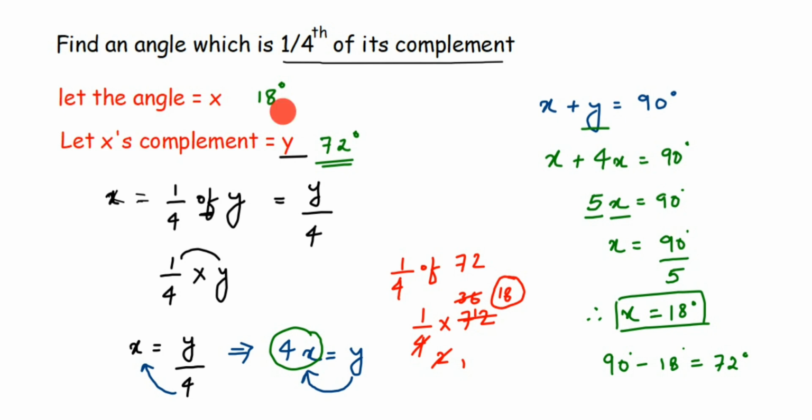And that is what our answer is. Like we got the angle as 18 degrees. So in this way we can cross check the answer. So one angle is 18 degrees and its complement is 72 degrees.